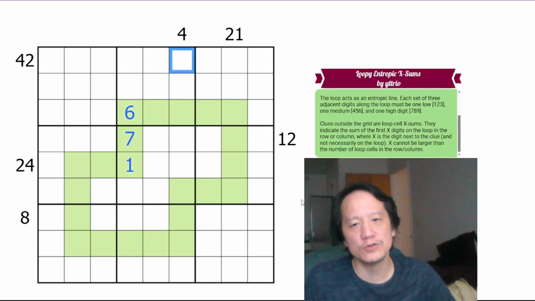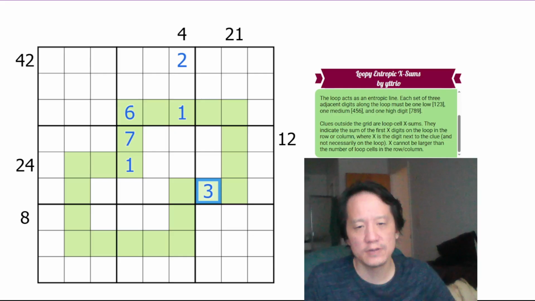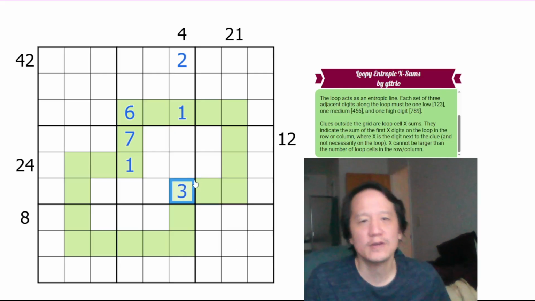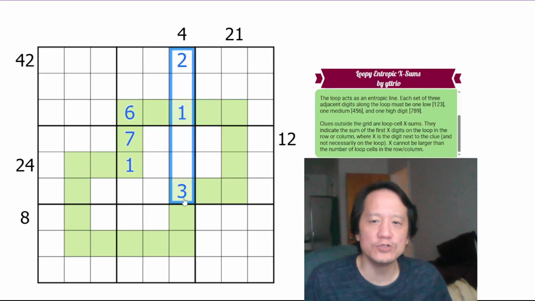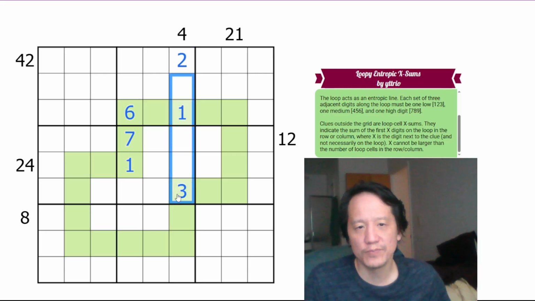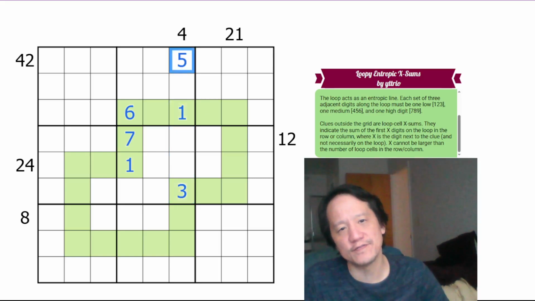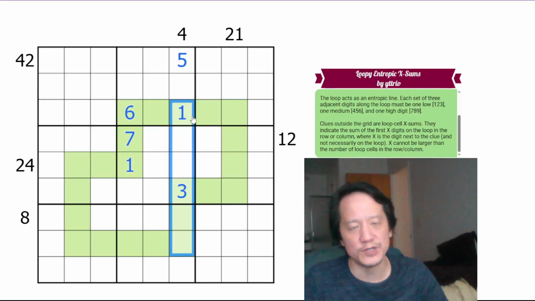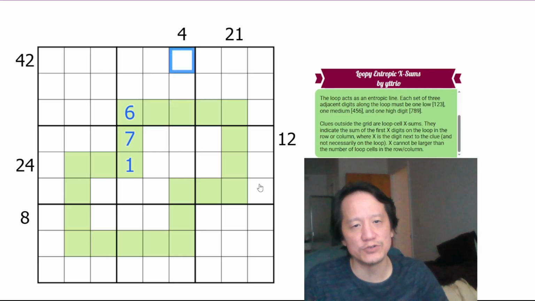Another way you could have this is if this is 2, and this is, say, 1 and 3 here. That's saying that the first 2 digits on the loop in that column must sum to 4, and it does, because we have 1 and 3 on the loop, adding up to 4. And those are the first 2 digits. What you could not have, first of all, is 5, because that's greater than the number of digits on the loop in that column. And you couldn't have something like 4, because 4 unique digits could never add up to 4.